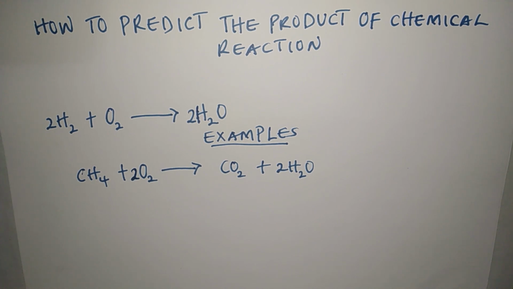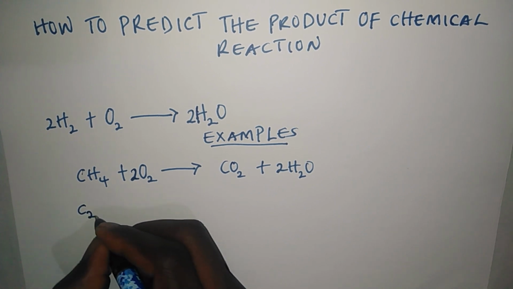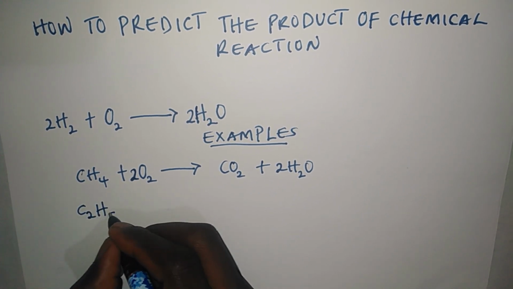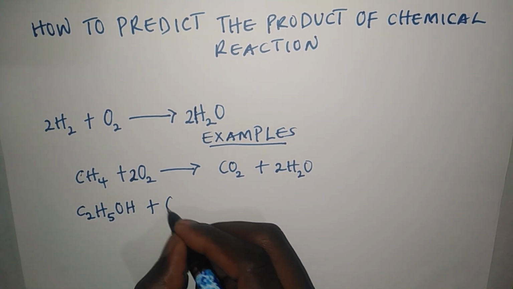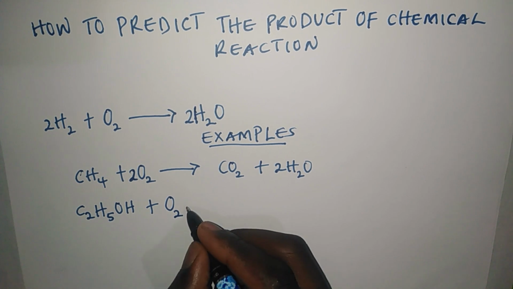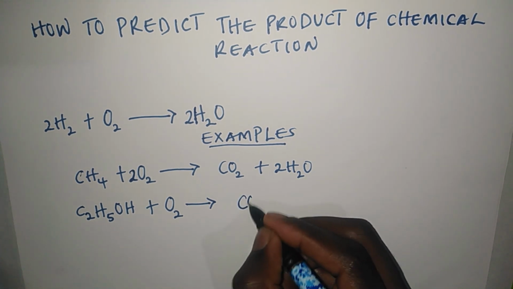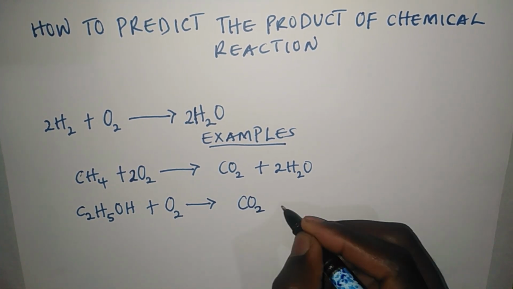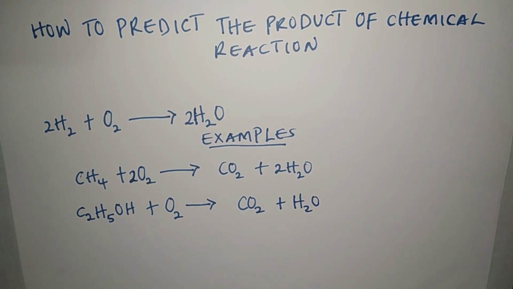Let's say we have another compound. We have ethanol reacting with oxygen. Now, this also is a combustion reaction. And like we said earlier, for combustion reaction, it's always CO2 and water. So now, you can go ahead and do the balancing of this particular equation also.